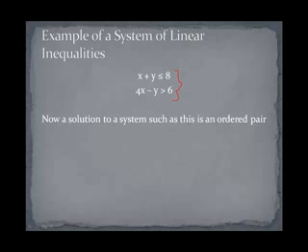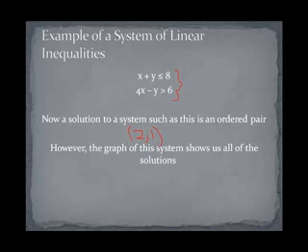Now, a solution to a system such as this one is an ordered pair, like the ordered pair (2, 1). When we plug this into both equations, we find that it works for both of the inequalities. However, if we want to know all the solutions to any system of inequalities, we need to graph those. We need to graph them because in these situations we're going to have a lot more answers than just one answer like you had when you were graphing the systems of linear equations.